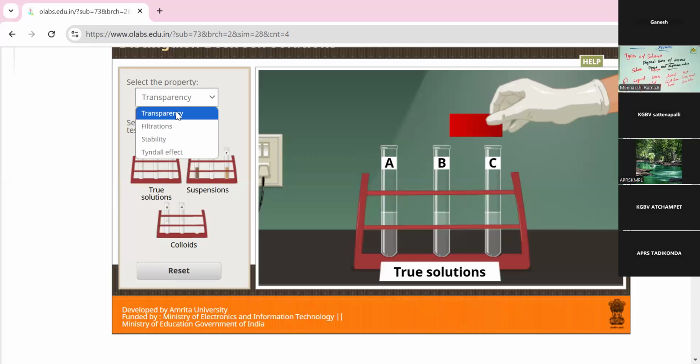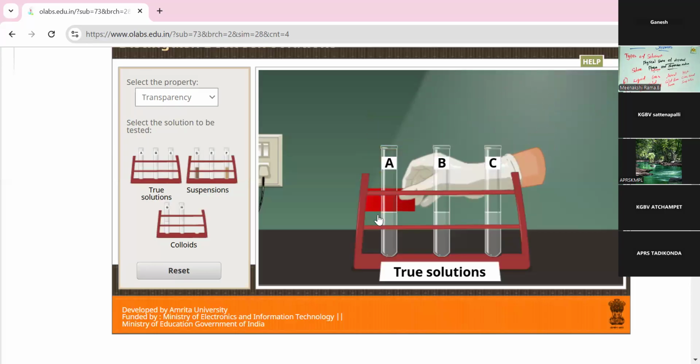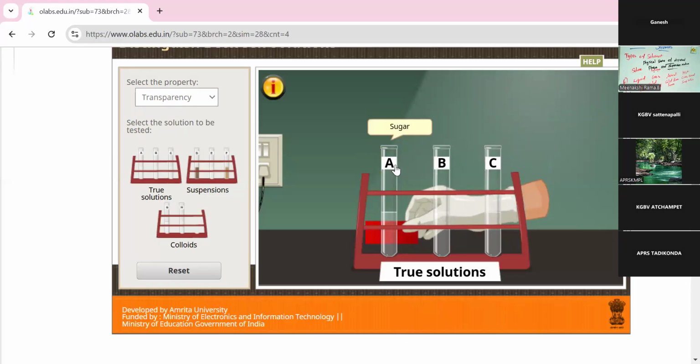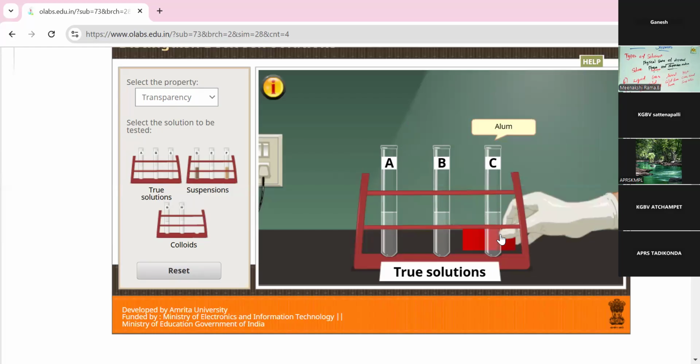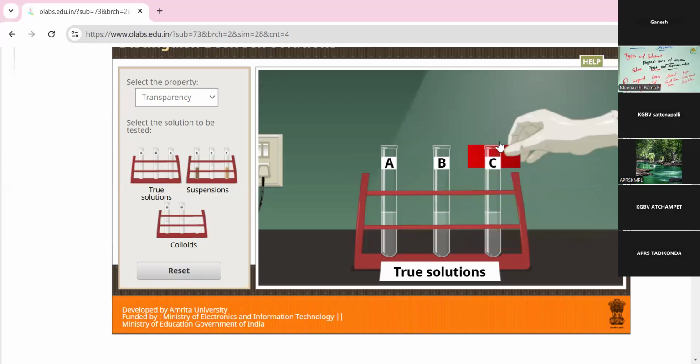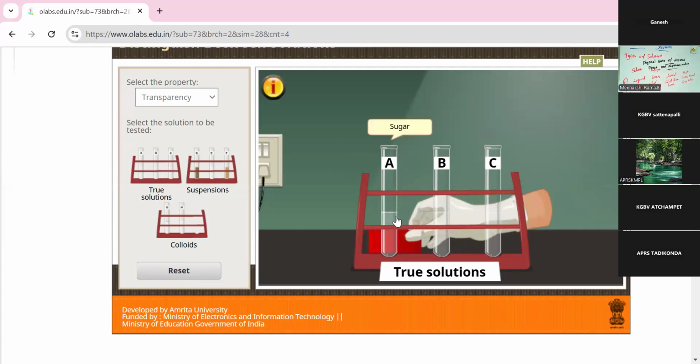First, I am going to choose the transparency property and choose true solution. This is the cellophane paper. I'm going to show the paper behind the solution. There are 3 test tubes, A, B, and C. How is the nature of the result? Yes, the paper is clearly visible. We can see the paper clearly. So this is the true solution. These 3 test tubes are true solutions.